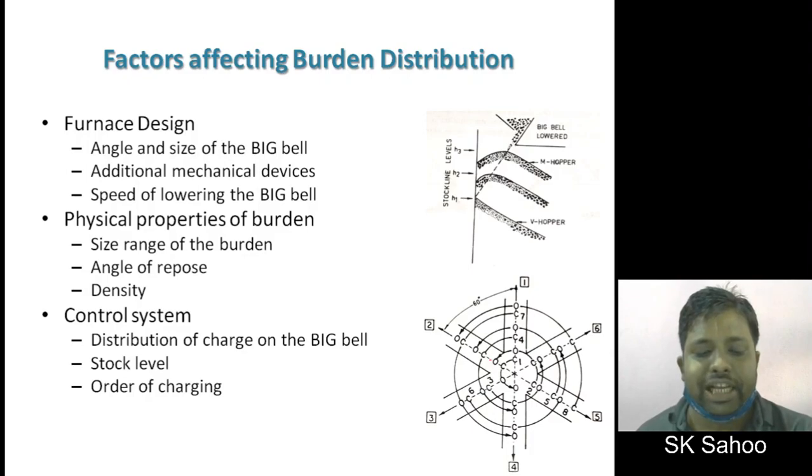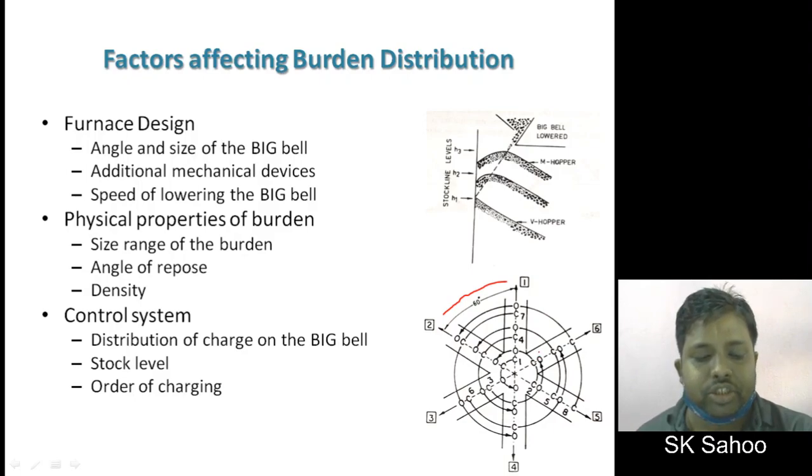The revolving distributor ensures good mixing of the material for a charge sequence, that is coke, then ore down. The small bell hopper is rotated through 60 degrees after every skip is dumped on the small bell, and the small bell is lowered after every 4 skips. That means for each skip, the hopper moves 60 degrees. After 4 skips, the small bell will be lowered, and this goes on.